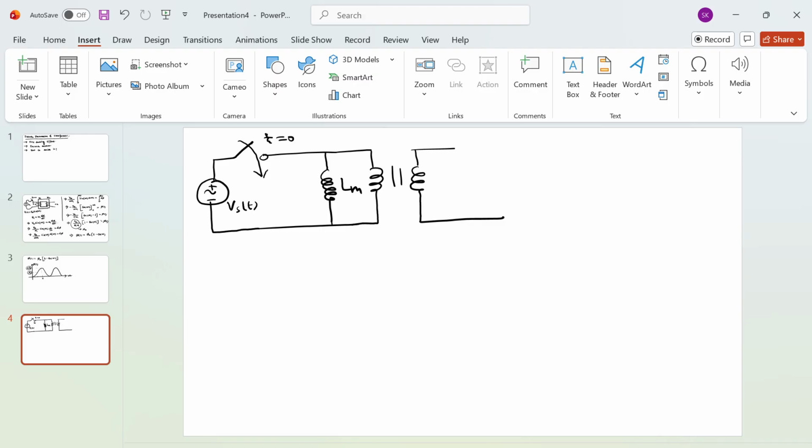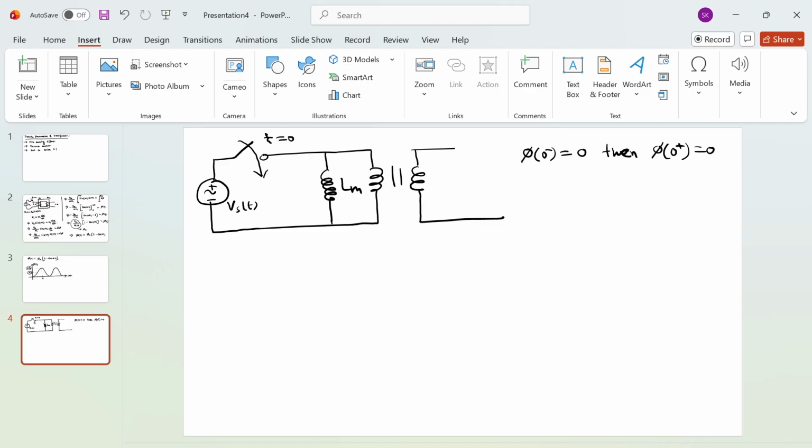Now, initially, at t equal to 0 minus, the core flux was 0. As per the constant flux linkage theorem, flux cannot change instantaneously. If the flux at t equal to 0 minus was 0, then at t equal to 0 plus the flux must be 0. This is what we call the constant flux linkage theorem. It basically comes from the energy conservation principle: you cannot change the energy instantaneously, and flux is also related to the energy.